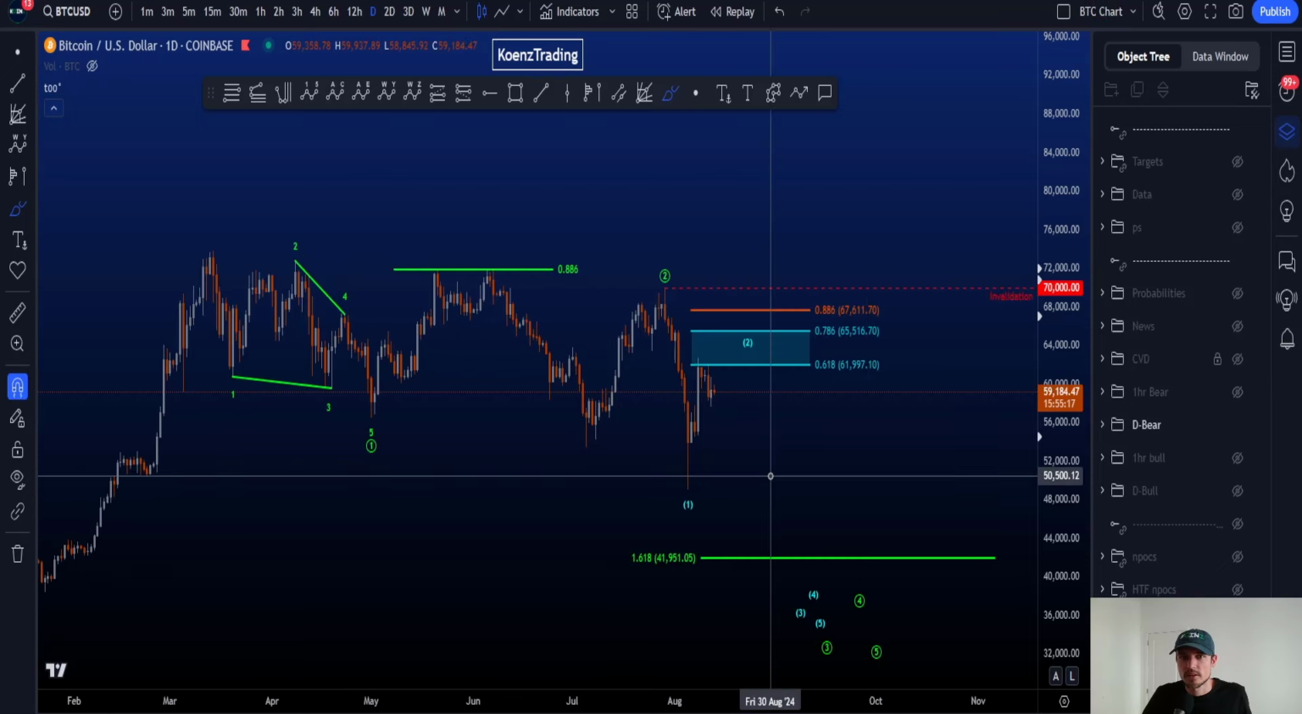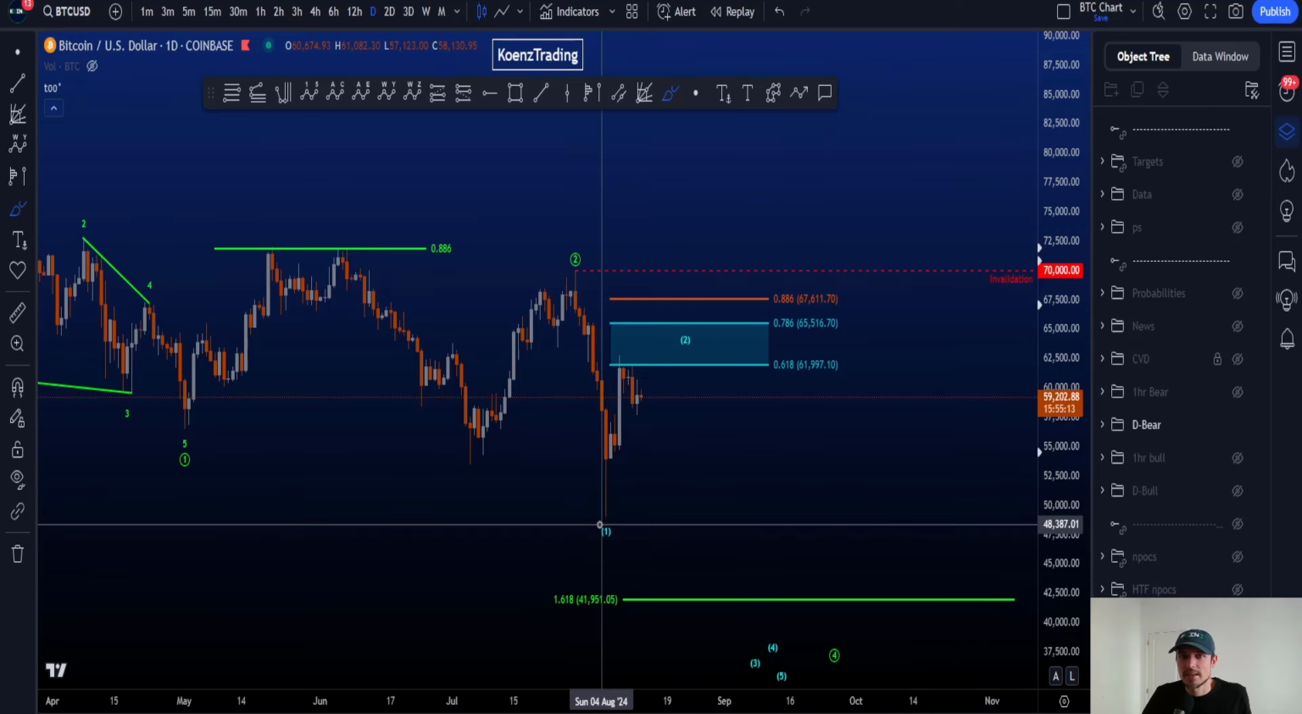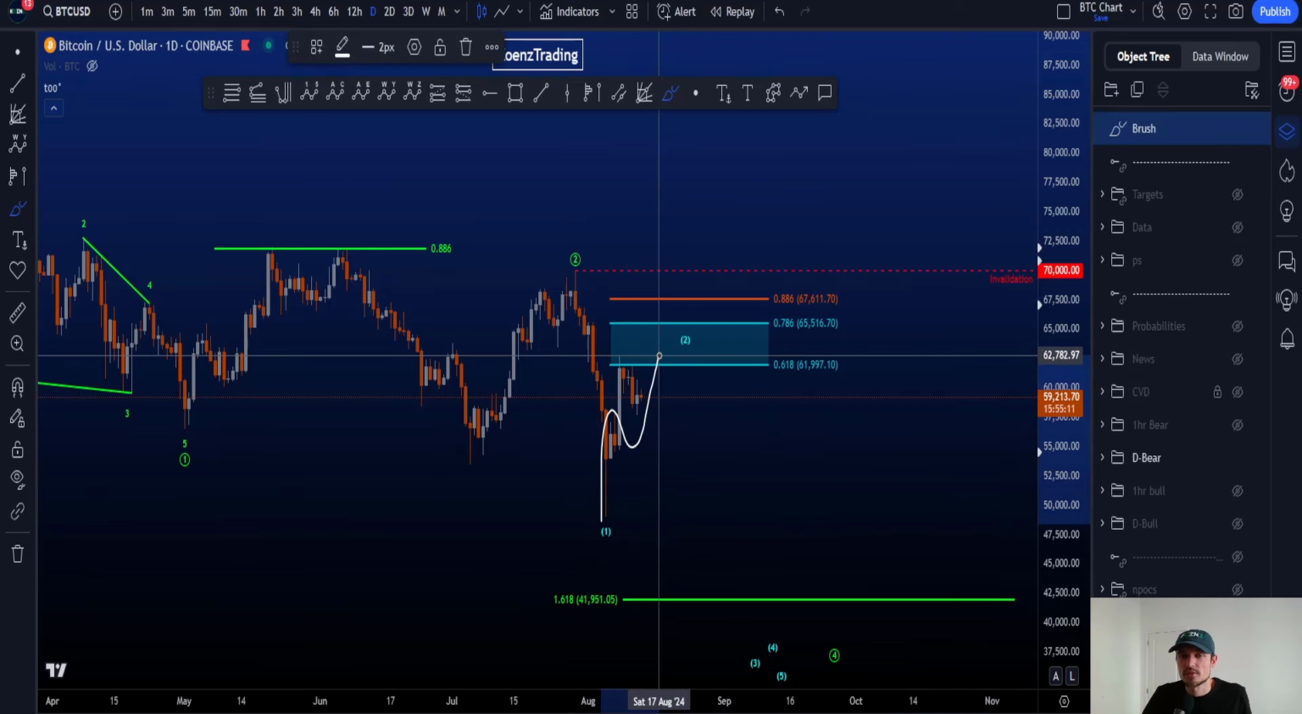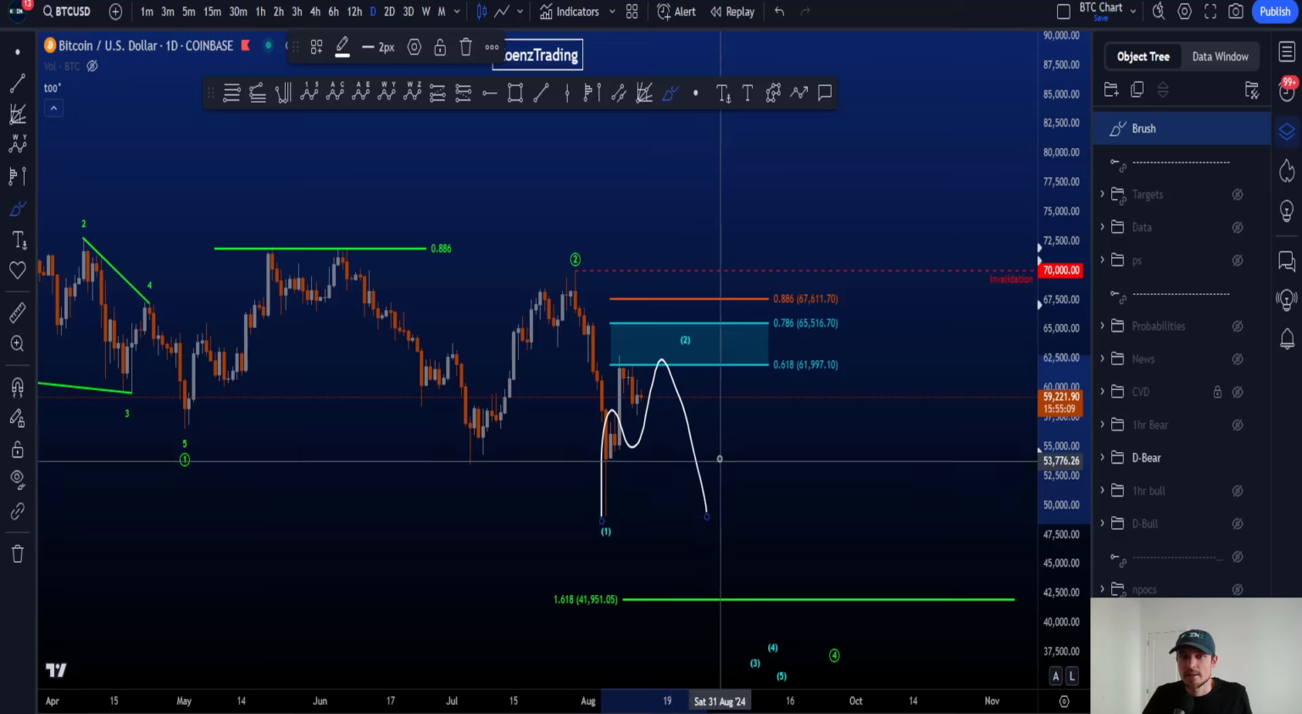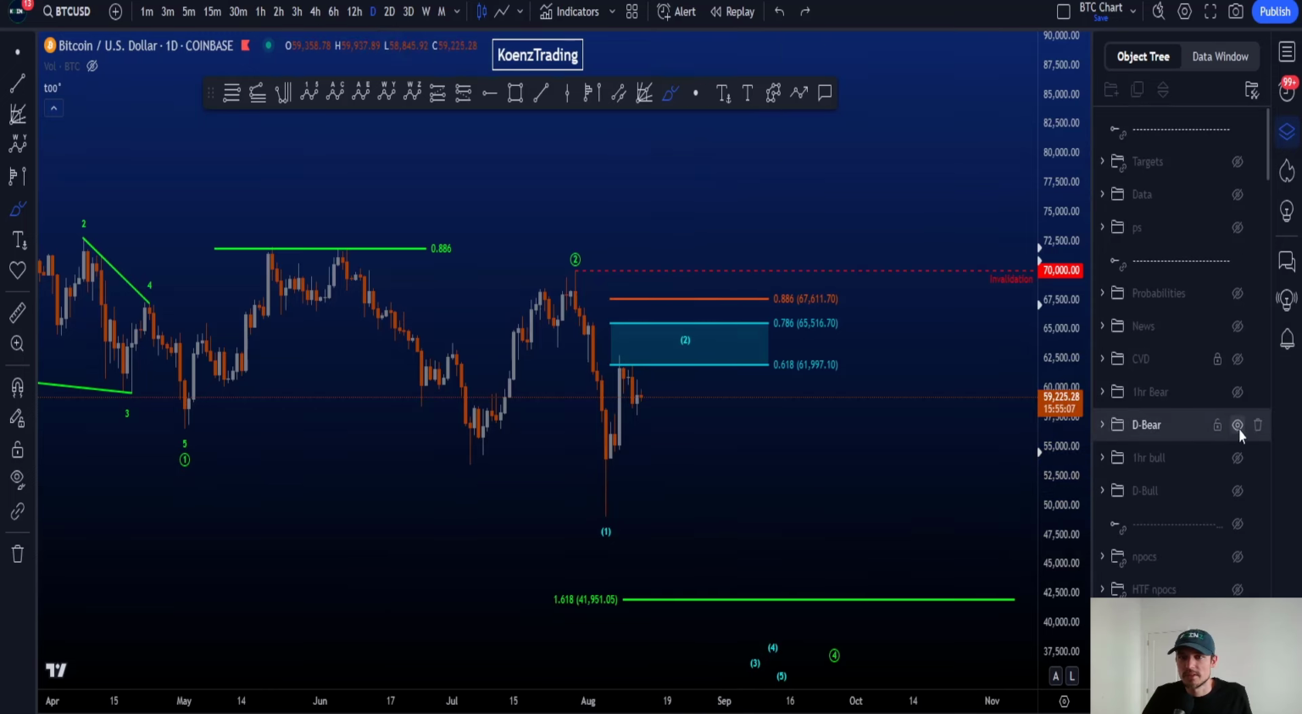Now, if we then zoom in to this wave 2, what you want to see in this case is a three-wave corrective structure to the upside, and then impulsive moves back towards the downside.